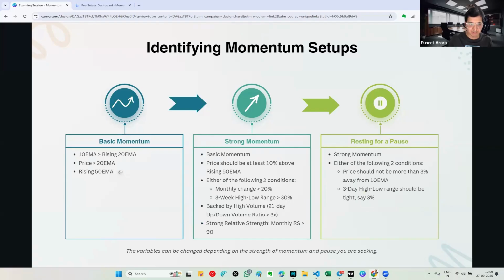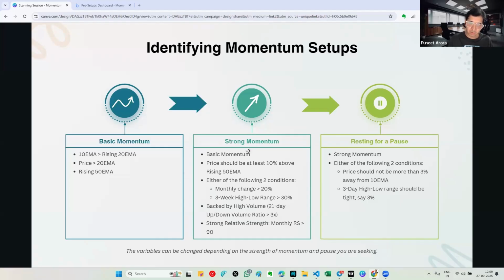The basic momentum can be simply scanned using 10 EMA over rising 20 EMA, price greater than 20 EMA, and the 50 EMA is also rising. So all three EMAs are in sync and rising together. We can simply call that a basic upward momentum in a stock.